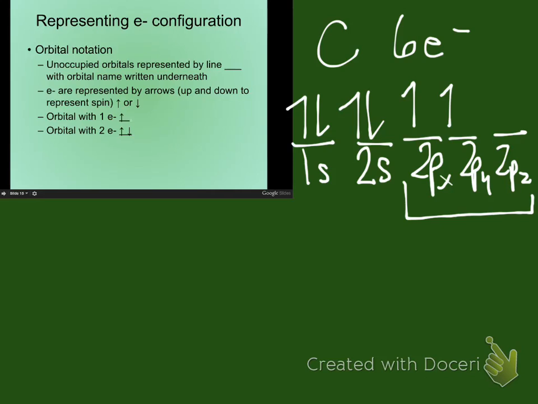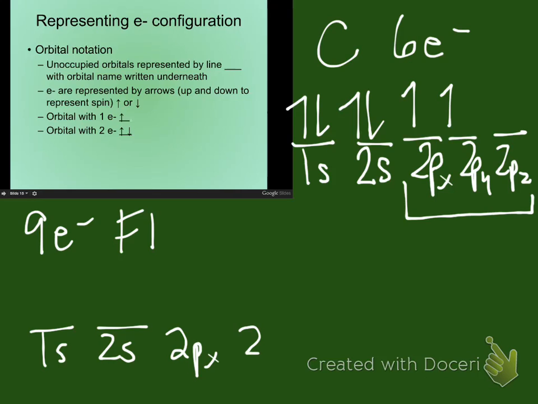Okay, let's try one that has 9 electrons. What would that be? Fluorine. Good one. So we're going to draw our orbitals: 1s, 2s, 2px, 2py, 2pz. Where does our first electron go? 1s. And 1s is the lowest energy orbital possible, so once 1s is doubled up, then we can move to the next energy level. The lowest energy orbital on the second energy level is 2s. So we're going to put 2 electrons there.